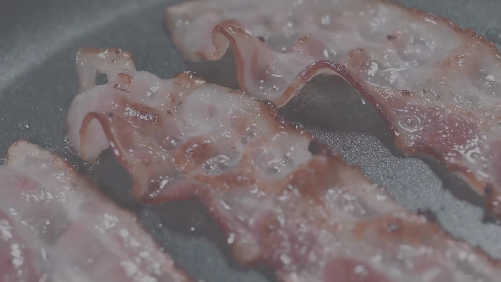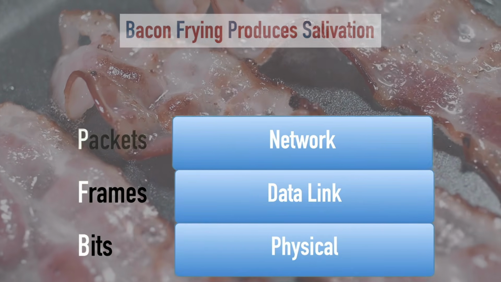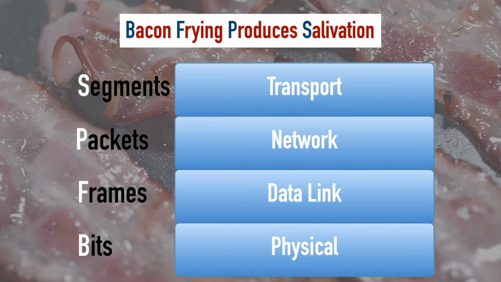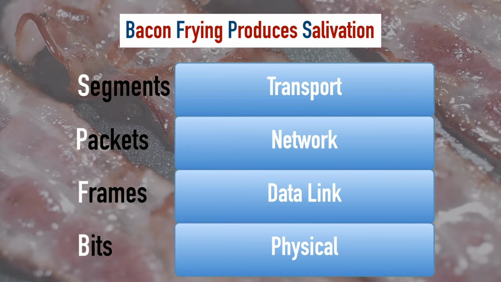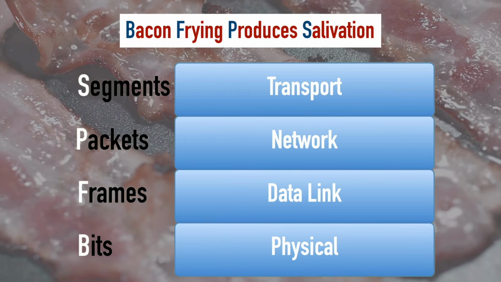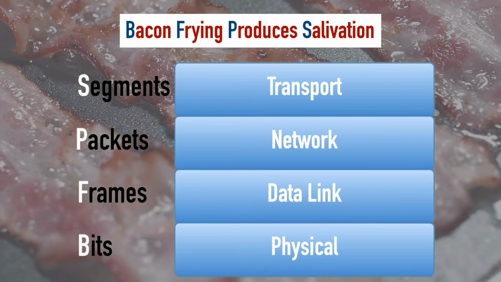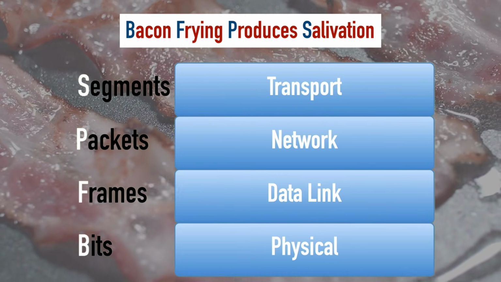And as another acrostic memory aid for you, remember the acrostic bacon frying produces salivation. The B in bacon reminds us of the B in bits. The F in frying reminds us of the F in frames, and then produces salivation: packets, segments.